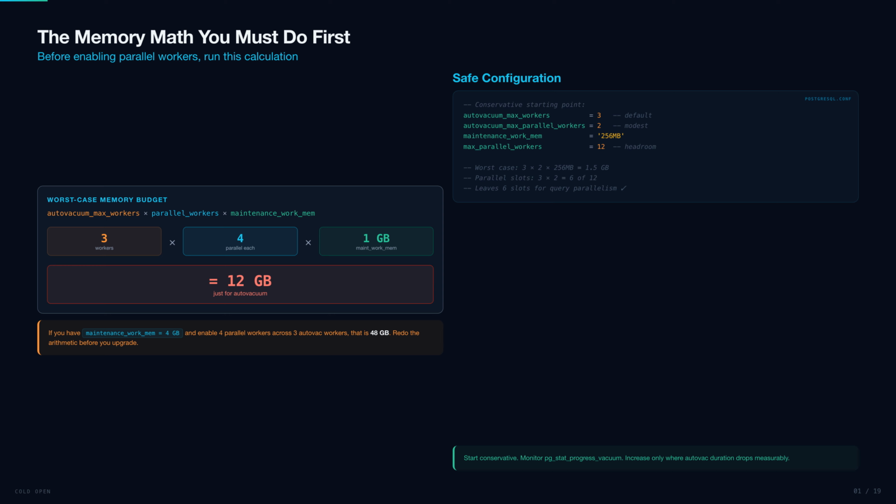If you have maintenance_work_mem set to 4 GB and enable 4 parallel workers across 3 autovacuum workers? 48 GB. Redo the arithmetic before you upgrade. Here is a safe starting point. 3 autovacuum workers, 2 parallel, 256 MB maintenance_work_mem. Worst case, 1.5 GB. Parallel slots, 6 out of 12. Leaves 6 for query parallelism. Start conservative. Monitor. Increase only where duration drops.